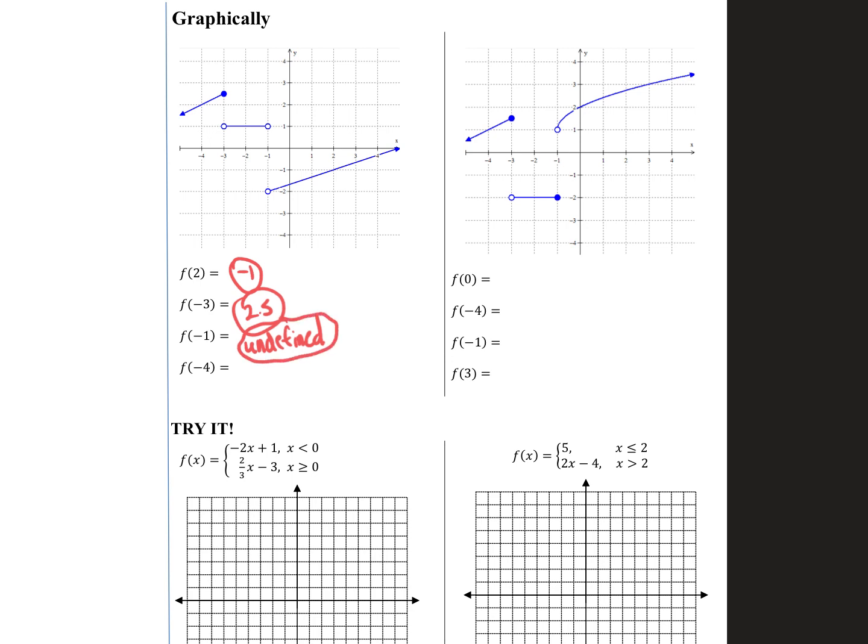At -4, I get out 2. And then for our next example, when I plug in 0, I get out 2. When I plug in -4, I get out 1. -1 gives me out 2 points. Again, we'll choose the included one, which is -2. And then at f of 3, when I plug 3 in, I get out 3.